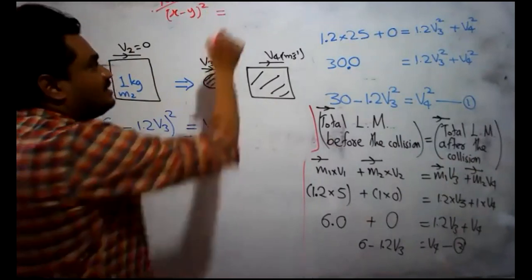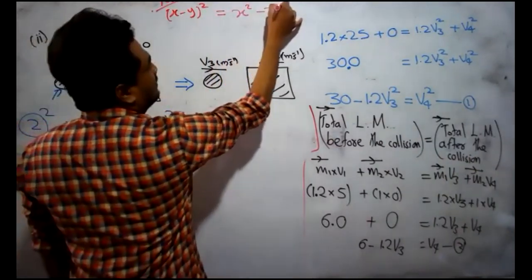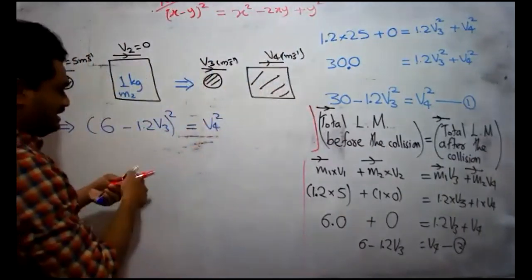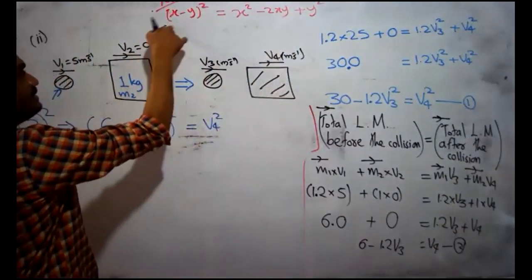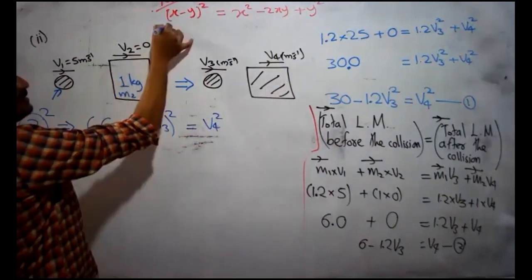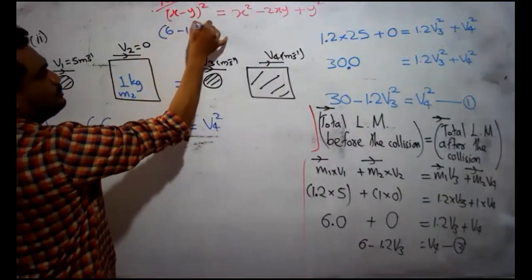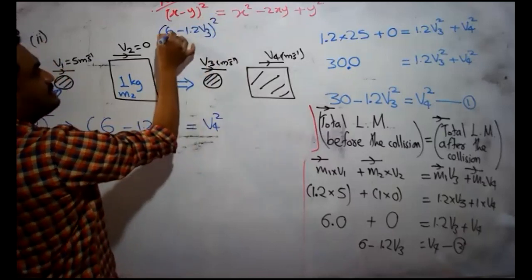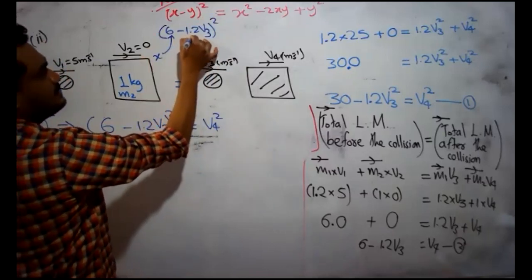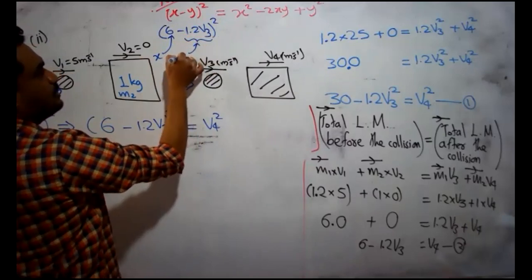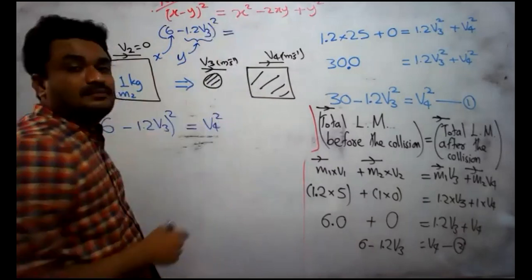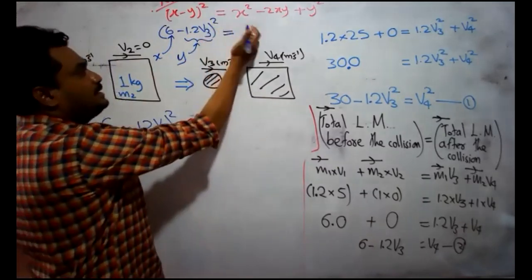X squared minus 2xy plus y squared. Similarly, if I consider x as 6 and y as 1.2 times root 3, what will be that square here? I take x as 6 and y as 1.2 times root 3. So how do you write the square terms here? Tell me, dear. You are right.